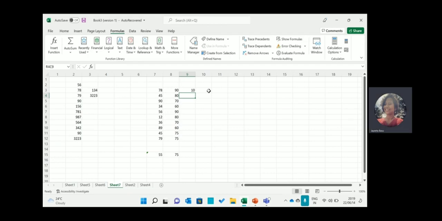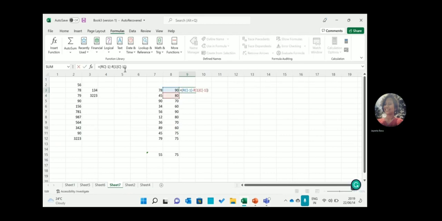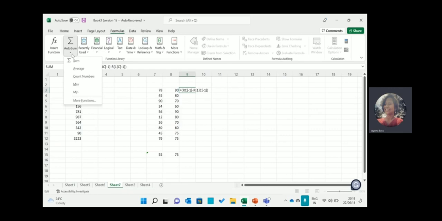A simple way to do subtraction is that you put equals to, open bracket, the first cell that you would want to use, and then minus, then the other number, and close the bracket. Now, the brackets are important and the minus is important. As you can see, there is no subtraction formula. Even here, if you are using the recently used, you see sum, you see average, but you don't see subtraction.